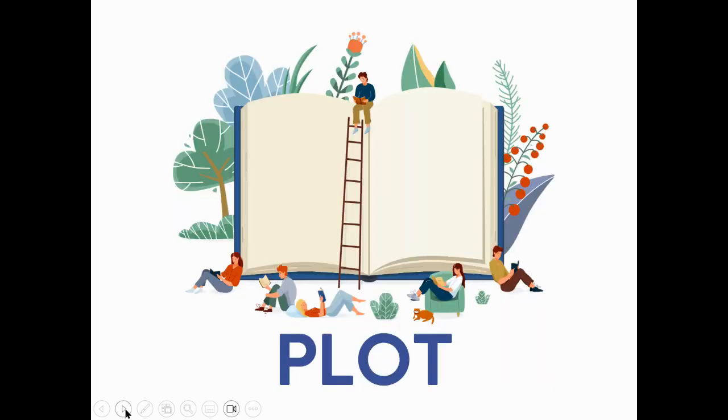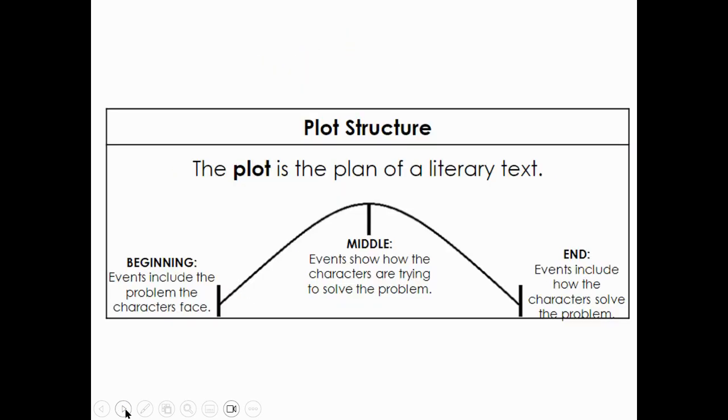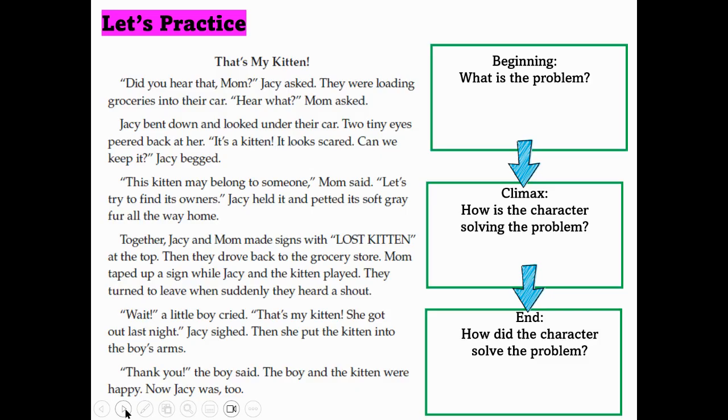So let's look at the plot of the story. The plot is the plan of a literary text. So we're going to be looking at the beginning. These are events that include the problem the character is facing. Then it's going to have rising action that leads to the middle, where the climax of the story is going to happen. These events show how the characters are trying to solve the problem. And then we're going to go down to the end. These events include how the characters solved the problem. All right, so let's practice this.